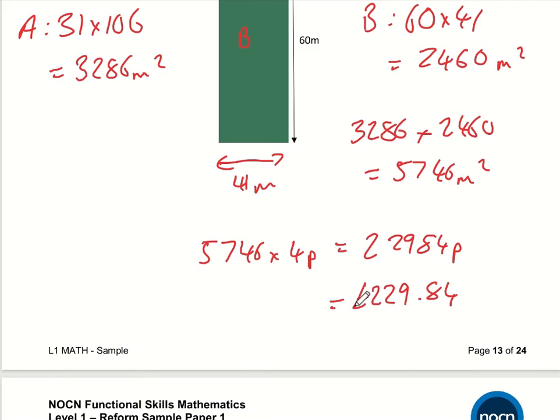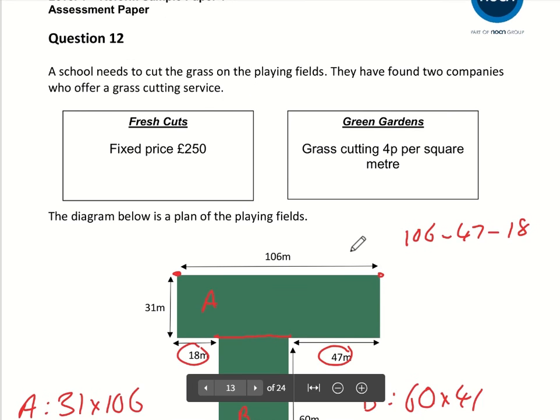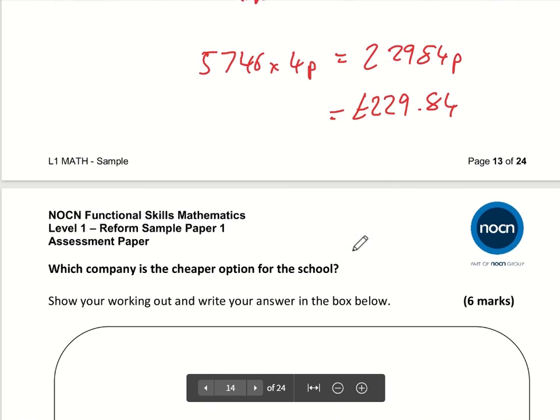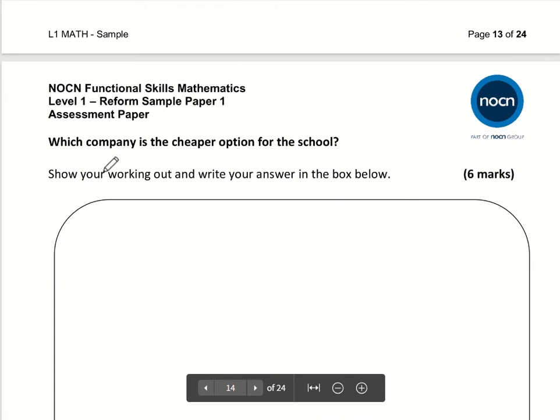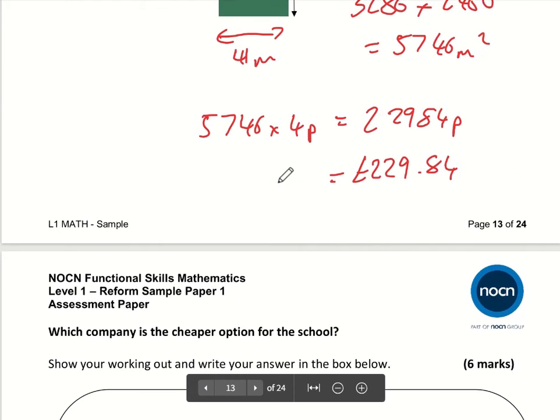So what was the actual question? Was it which one is cheaper? Okay, actually probably should have done the workings down here. Which company is the cheaper option for the school?